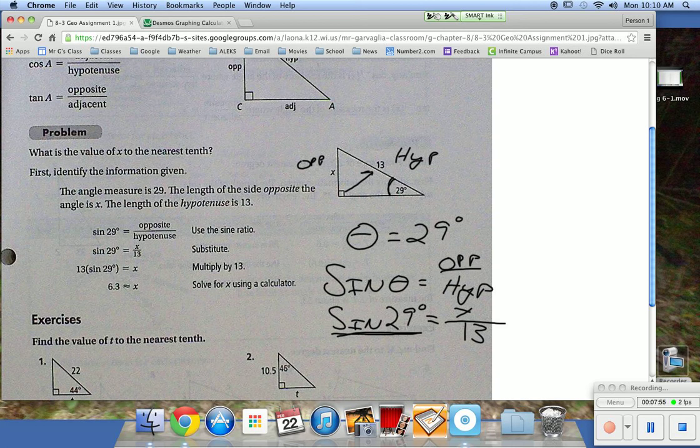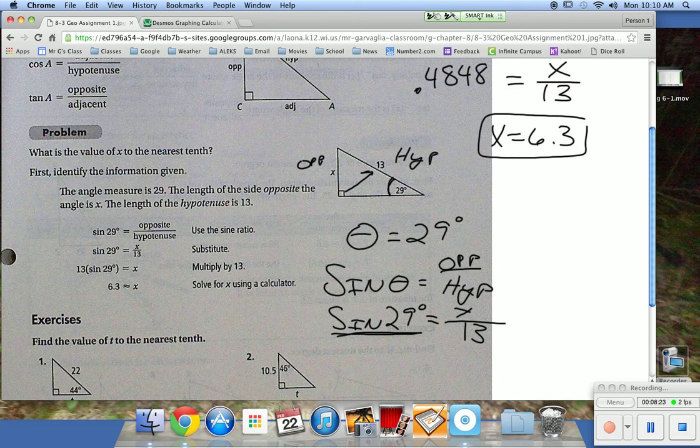All we really need out of this is 0.4848 equals x over 13. Now we do a cross multiply. Multiply 13 times that, and we should come up with 6.3 something. X equals 6.3 is fine. That means this opposite side right here is 6.3.